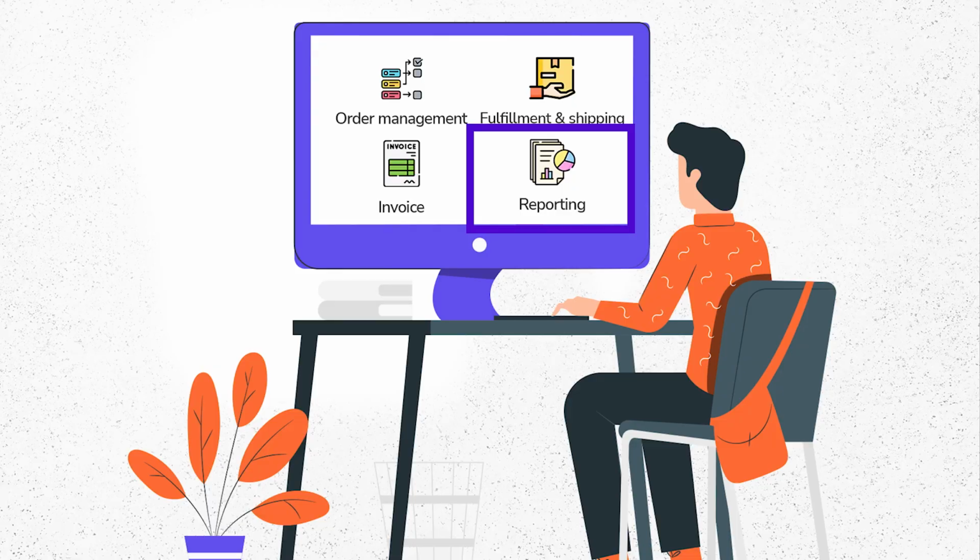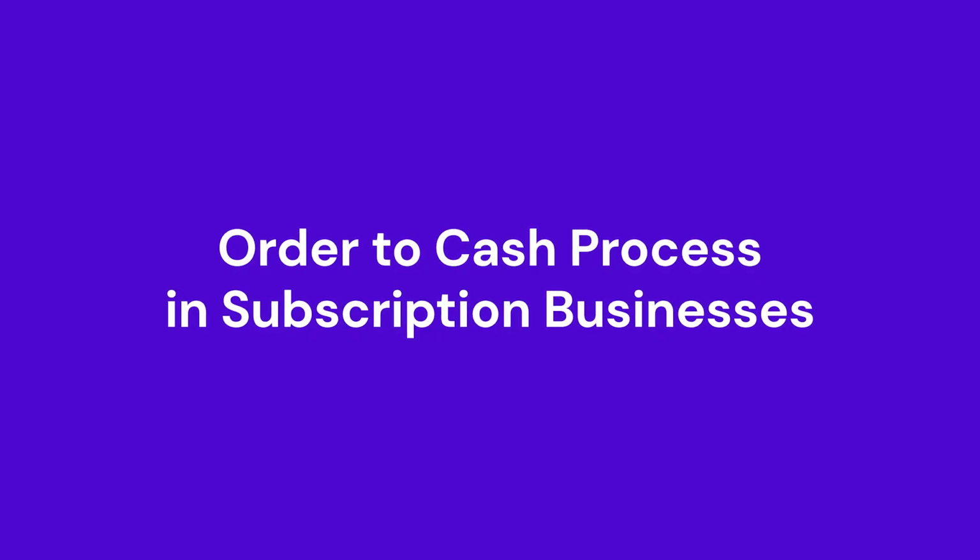Number 4. Accounting receivables and reporting. The cycle is completed once the payment is logged in your accounting system as part of the accounts receivable against the raised order. Order to cash process in subscription businesses.